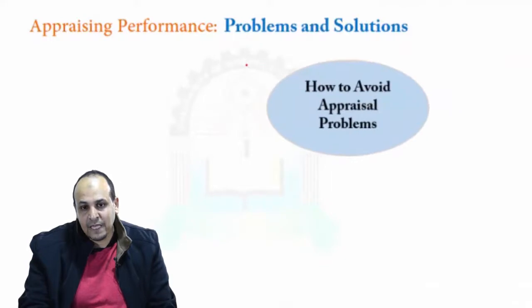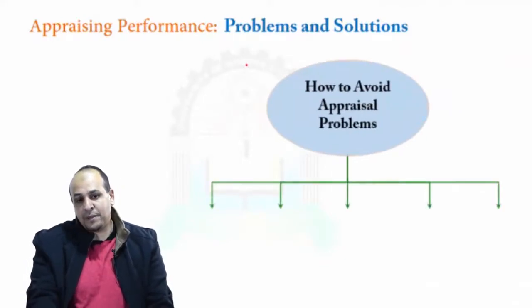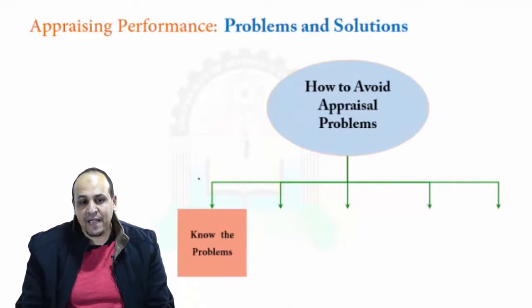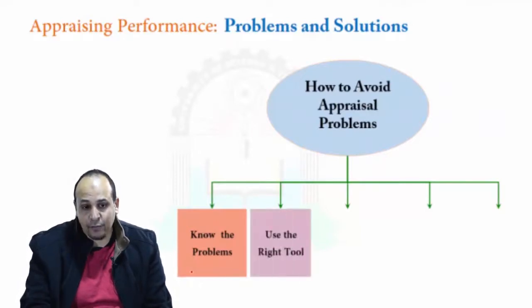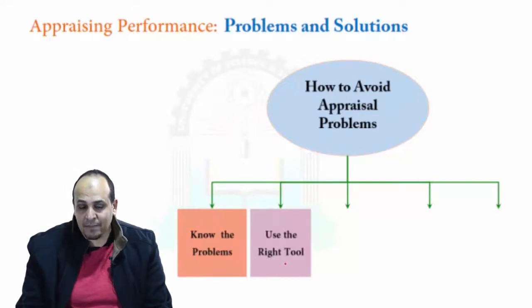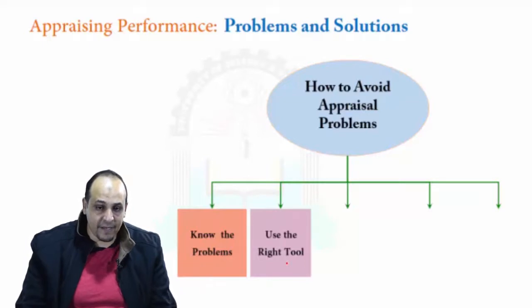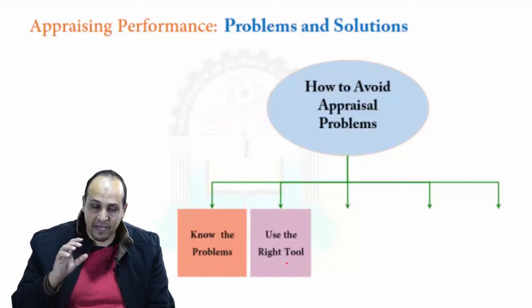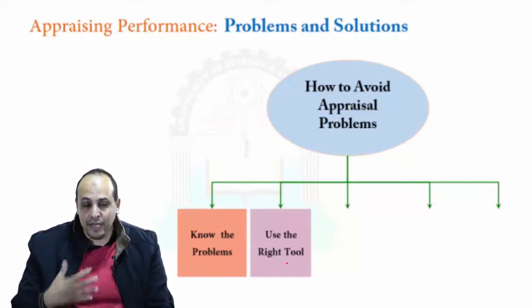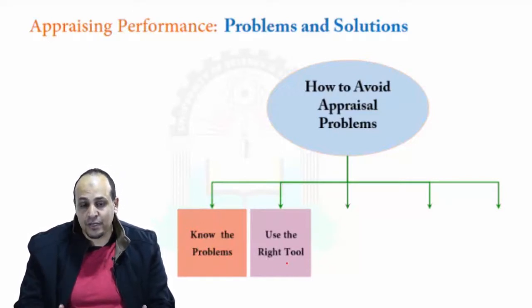Now, how to avoid appraisal problems? Of course, we have to know the problems. Should there be any problems that can cripple and defame the outcome of the appraising, they should be studied very well. Use the right tool. Sometimes we can adopt more behavioral kinds of techniques, better than traits. Some other times it can be the opposite. So human resource management, or the human resource department, should help, support, and of course advise the supervisors on the right tool to be used.